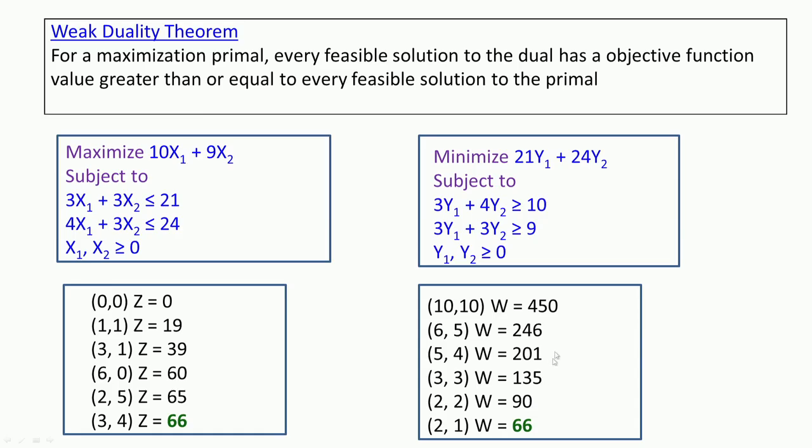In the last class we saw the weak duality theorem and the optimality criterion theorem. The weak duality theorem tried to relate feasible solutions to the primal and the dual. It says that for a maximization primal, every feasible solution to the dual will have an objective function value greater than or equal to that of every feasible solution to the primal. So, we tried to relate the feasible solutions.